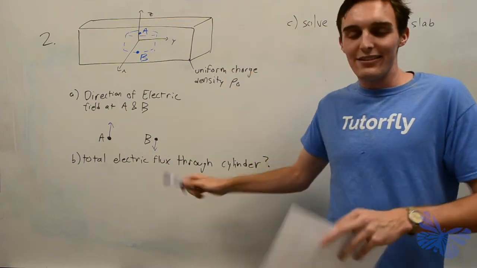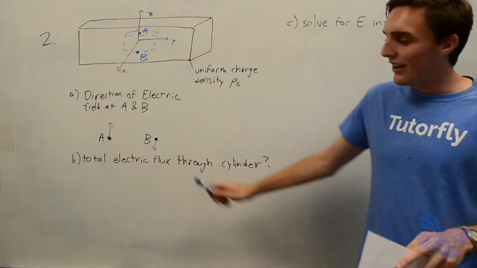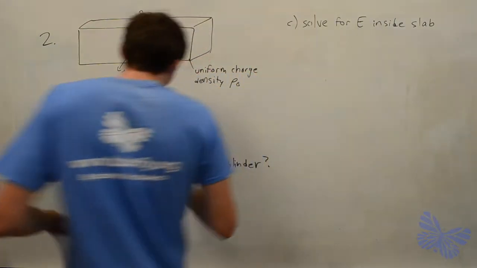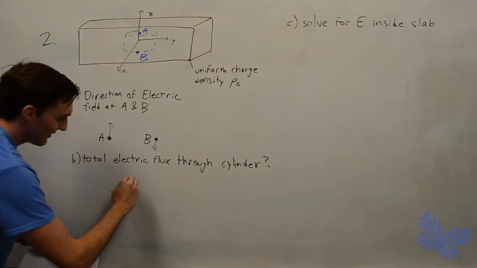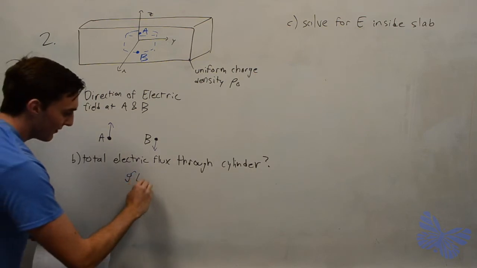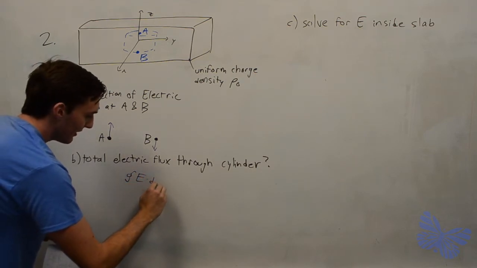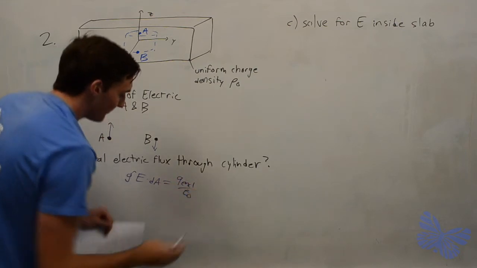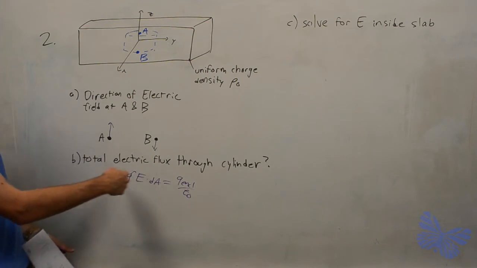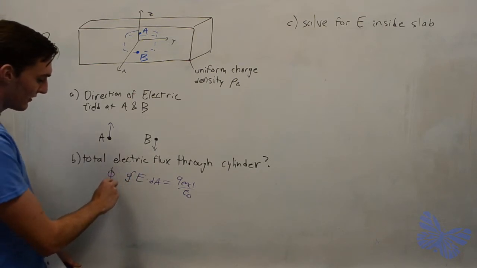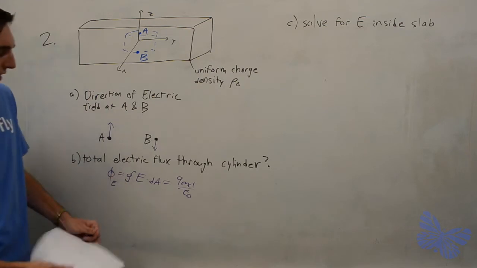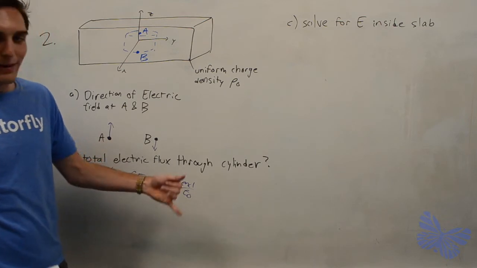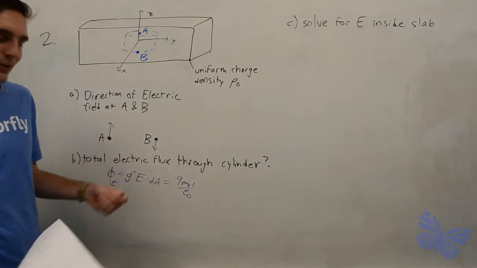When you see this, you should automatically think, okay, Gauss's law, that always deals with flux. Gauss's law states that the flux, this is the definition of flux, E dot dA, equals the charge over epsilon naught. This term you can equate to flux electric. All you have to do is calculate the charge enclosed in the cylinder and then divide by epsilon naught, and that's going to be your total flux.